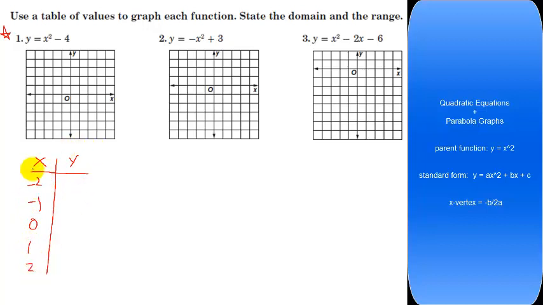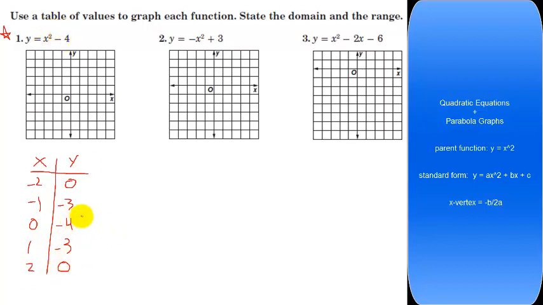Okay, if I plug in negative 2, squared is 4. 4 minus 4 is 0. Plug in negative 1. Negative 1 squared is positive 1. Subtract 4 from that, and I get negative 3. Plug in a 0. 0 squared is 0. Minus 4 is negative 4. Plug in a 1. 1 squared is 1. 1 minus 4 is negative 3. Plug in a 2. 2 squared is 4. 4 minus 4 is 0.